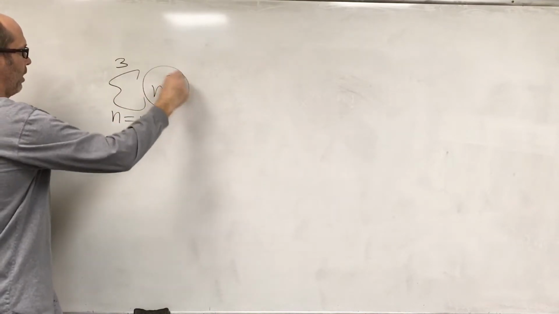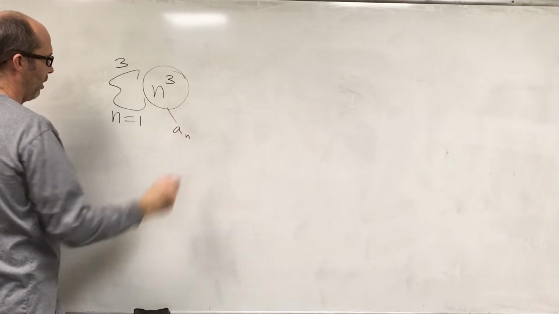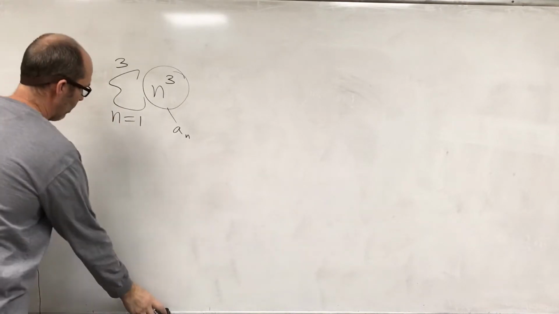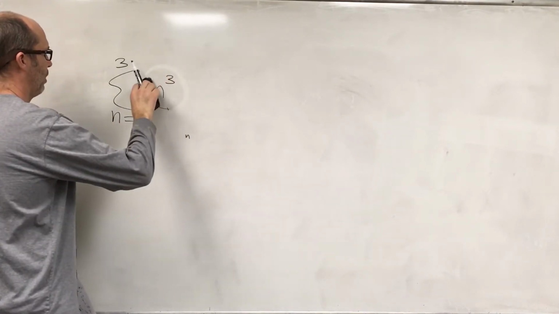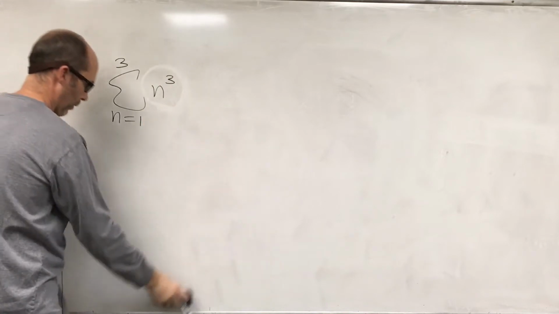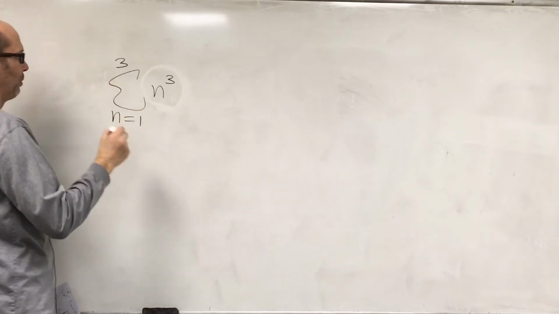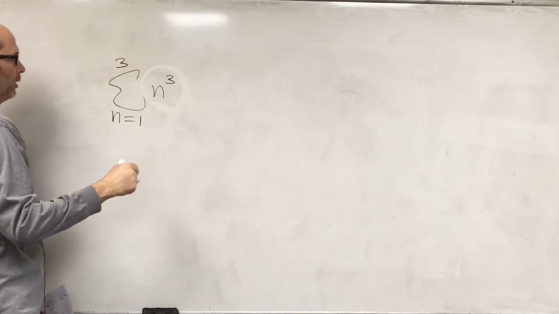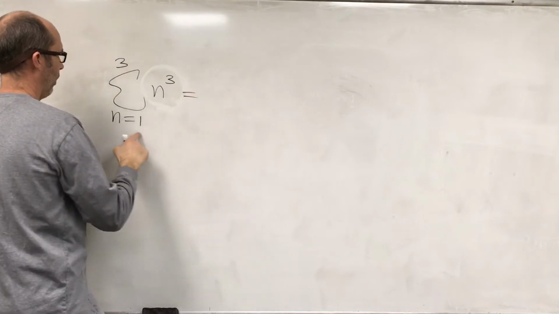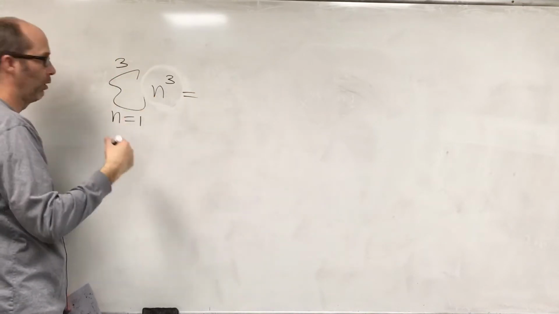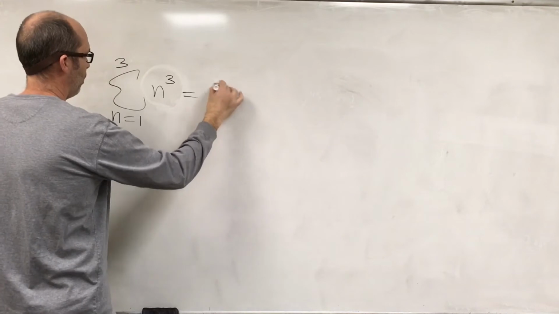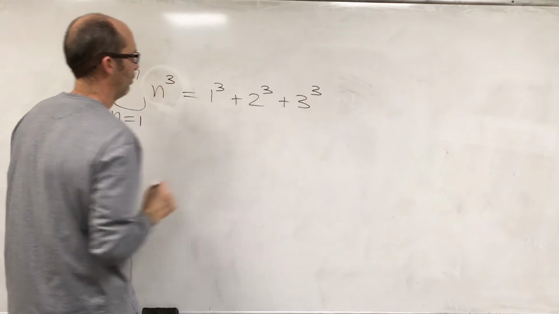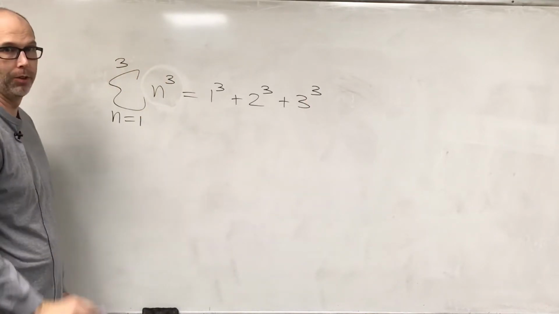This is like you've seen before. This is a_n. But this is saying add them all up. This is a sigma, capital sigma, saying add them all up. Starting at 1, go to 3. Starting at 1, stop at 3, but you have to include 3. So you get 1 cubed plus 2 cubed plus 3 cubed. That's what that notation means.